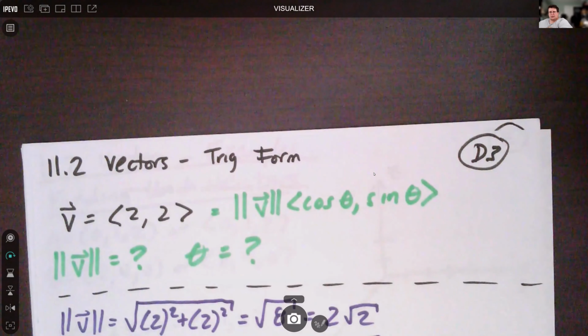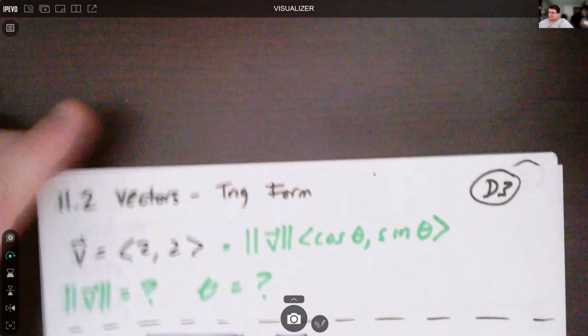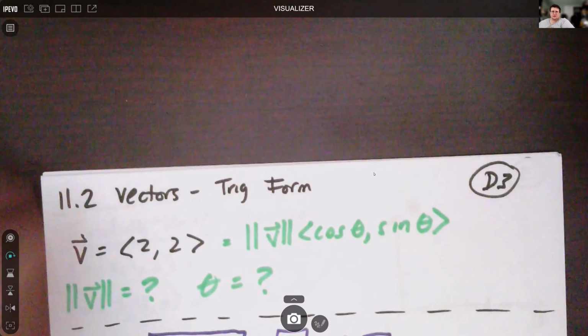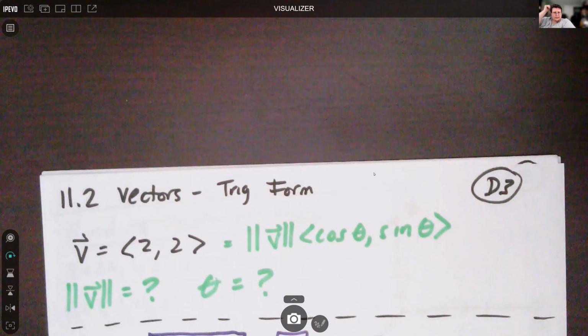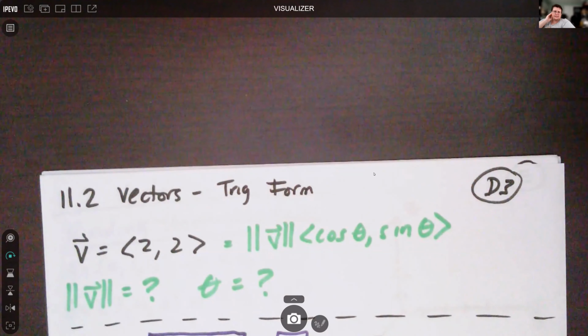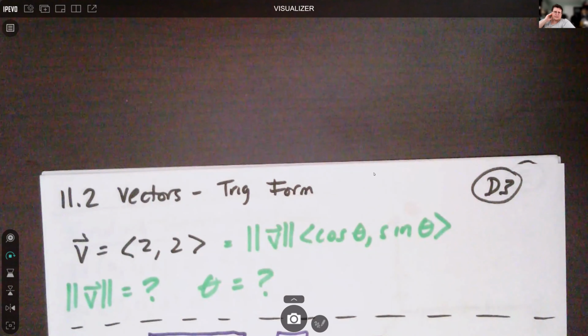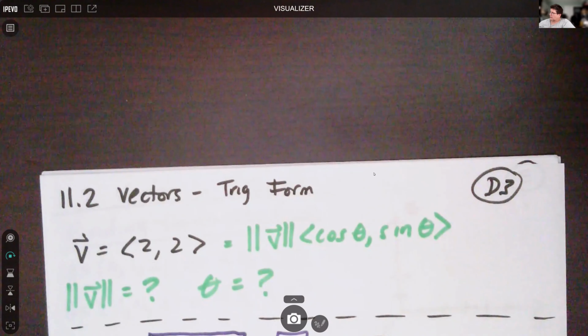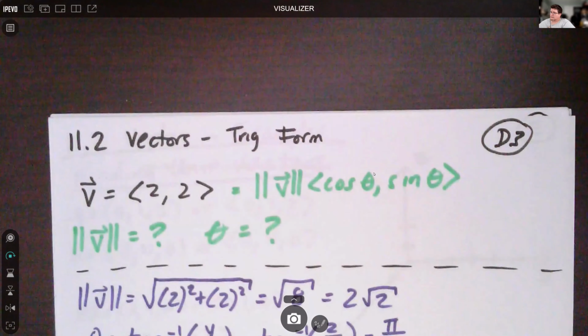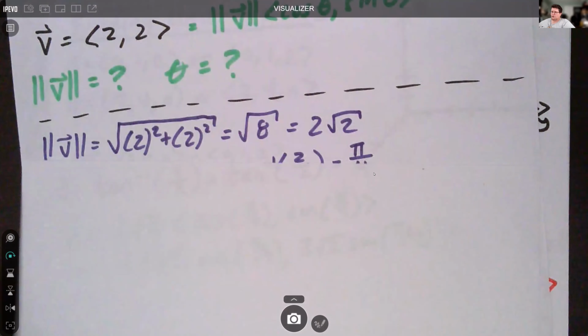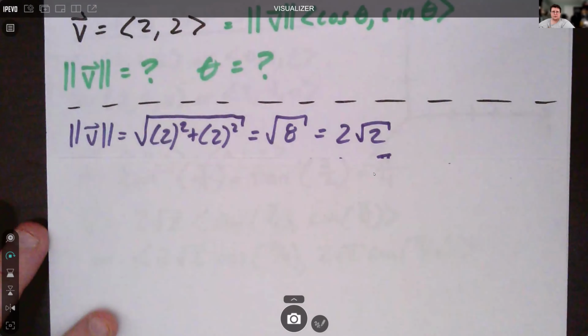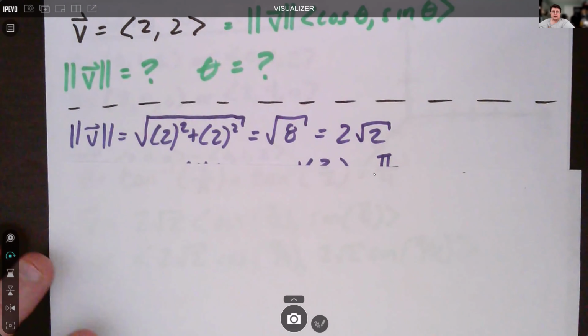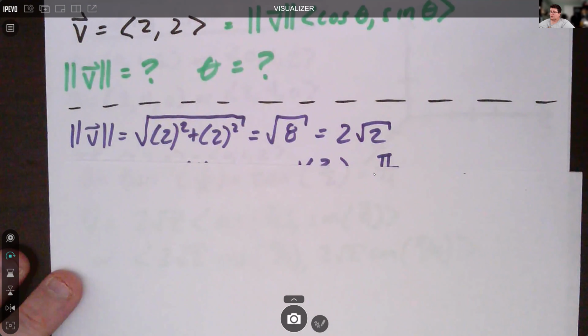And so let's do a little bit of work. Let's take a look at an example. If we've got the vector 2, 2, can we write it out in the norm and cosine theta, sine theta form? What is the norm? What is theta? So we do the norm. We just take the norm real quickly. Square root of 2 squared plus 2 squared is the square root of 8, or 2 root 2.